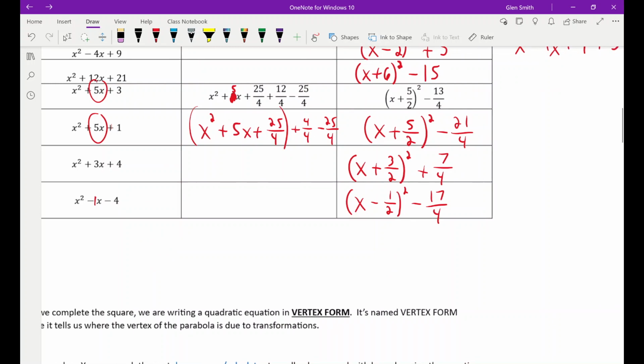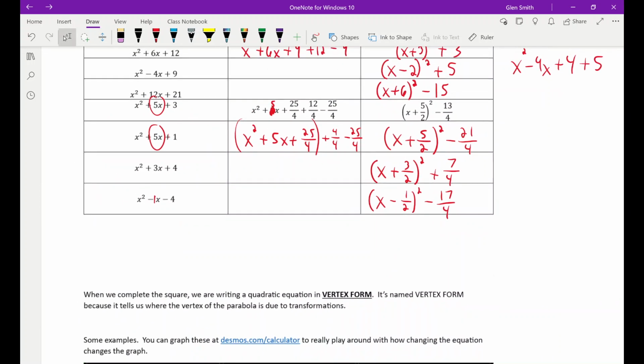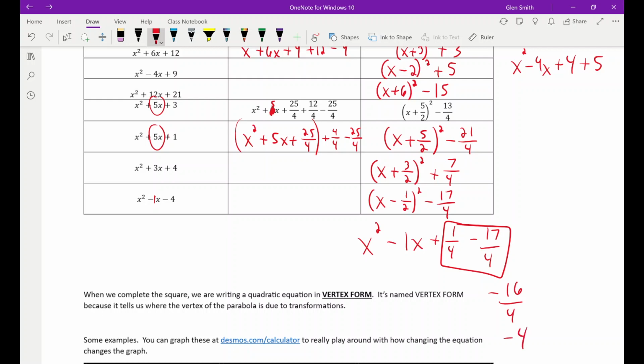Okay, so I want to make sure this is super duper clear. If you FOIL this out, you're going to get minus 1x plus 1 fourth, and I need the minus 17 fourths back here because these combine to give me negative 16 fourths, which is negative 4, which is the term that has to be here. And the x squared minus 1x are just kind of chilling here like that. Okay, so we'd have x squared minus 1x minus 4.